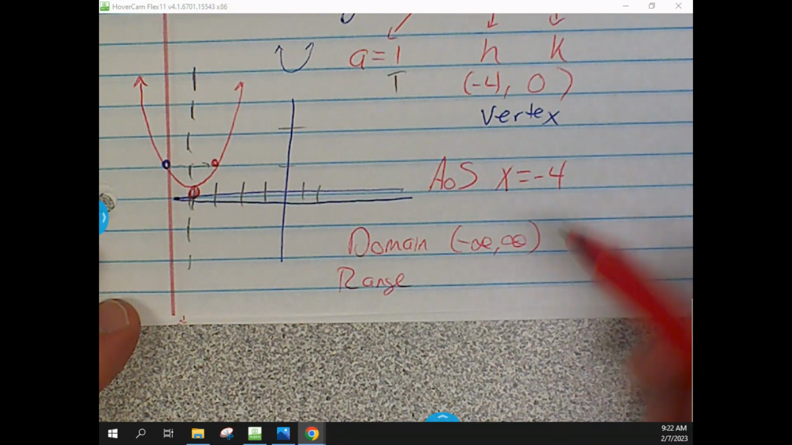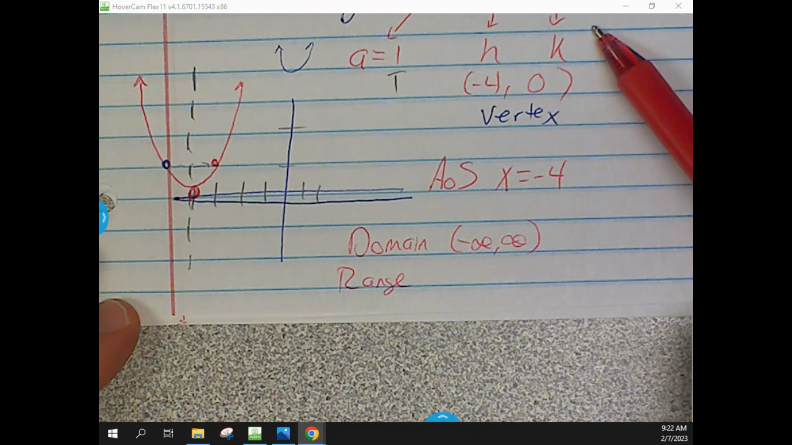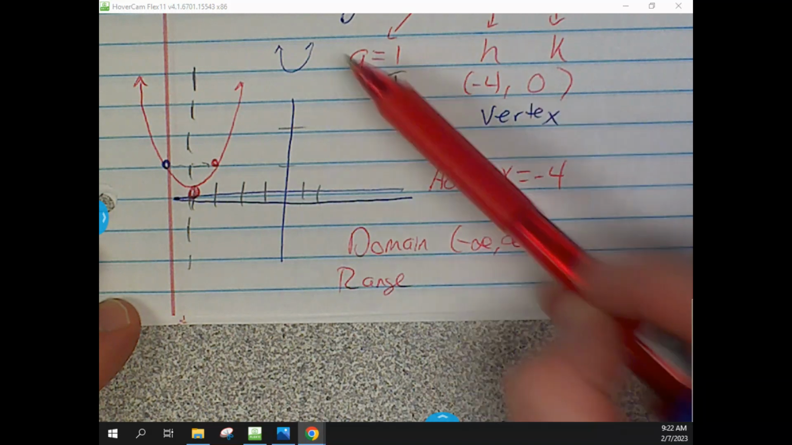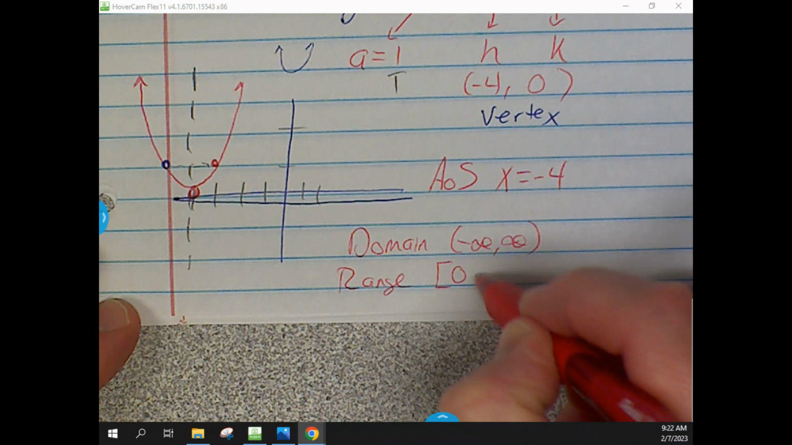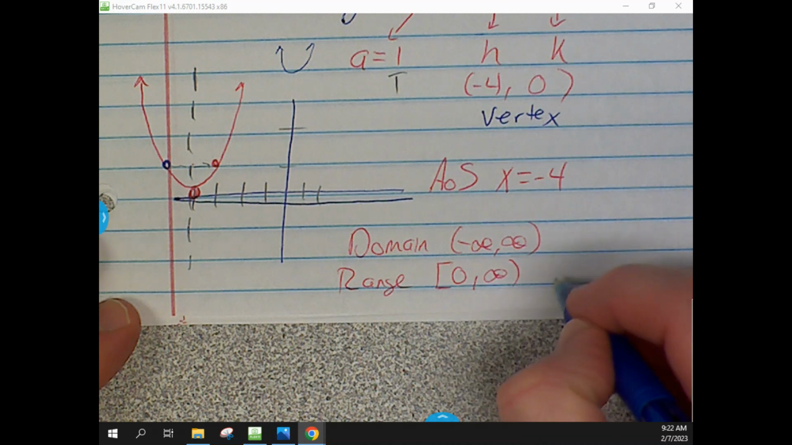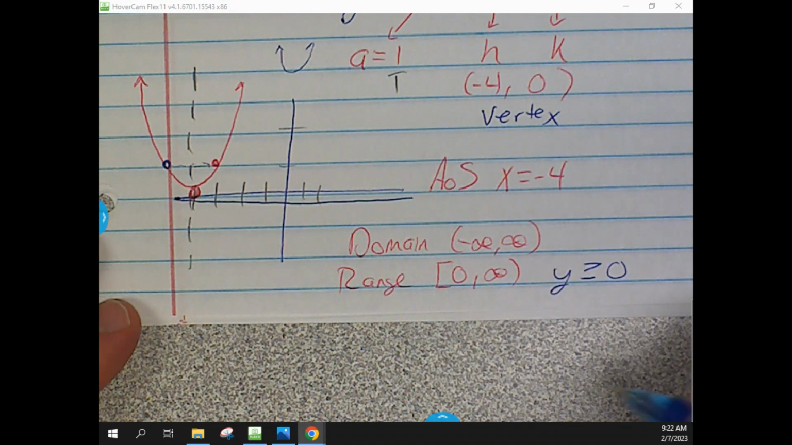All right, the range is basically your y value, and you're either going to go up to infinity or you're going to go down to -infinity based on which way this thing is going. It's going up, so we're going to start at 0, and we're going to go up to +infinity. If we're doing inequalities on that one, that would be y greater than or equal to 0.